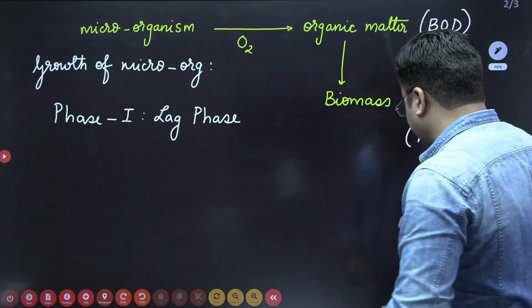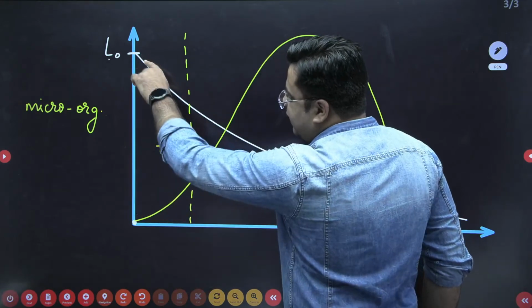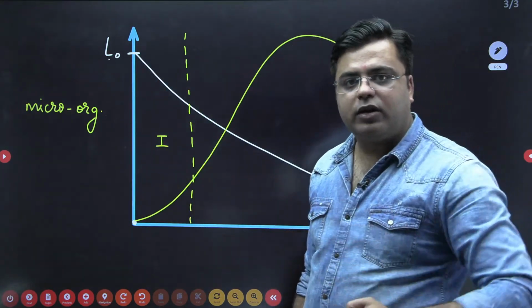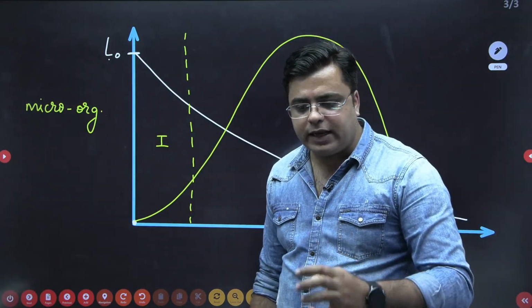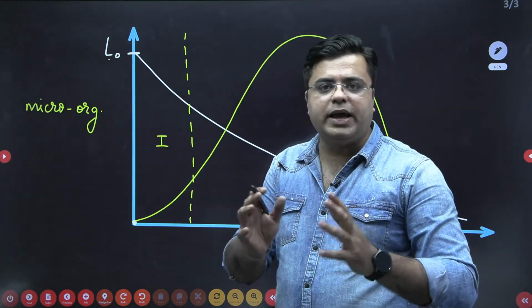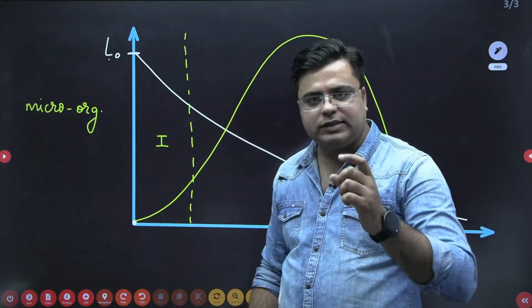Here in the curve you can clearly see, in this first phase, sufficient availability of food is there, enough food is available, but microorganisms are first getting friendly with the surrounding. That's why they are not actively carrying out the decomposition, and they are not even multiplying in numbers also, right? That's why the growth in this phase is less.